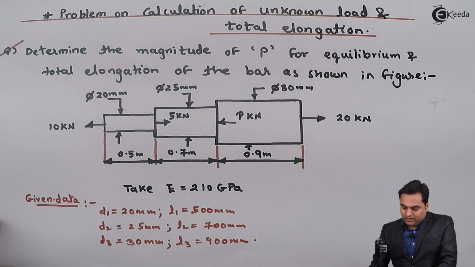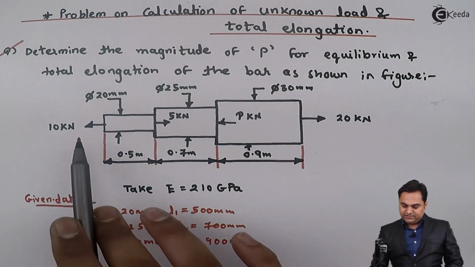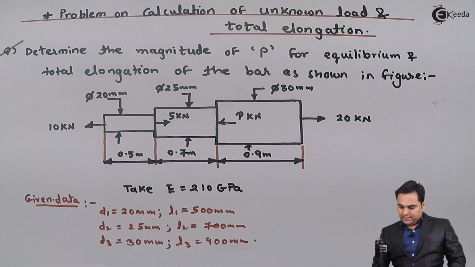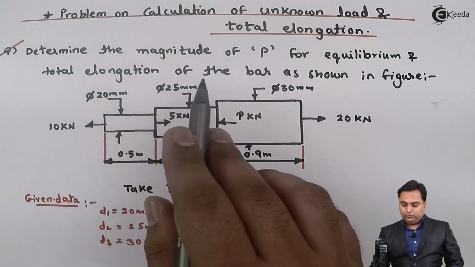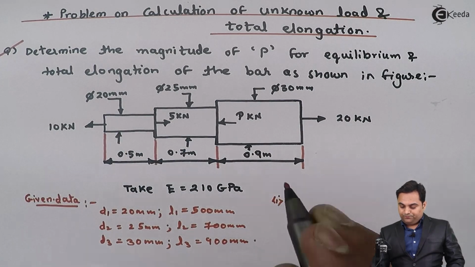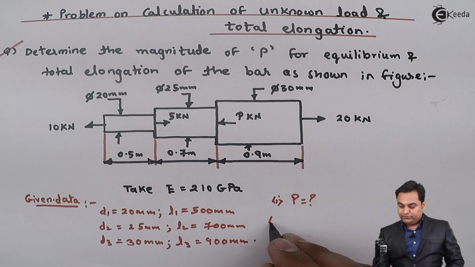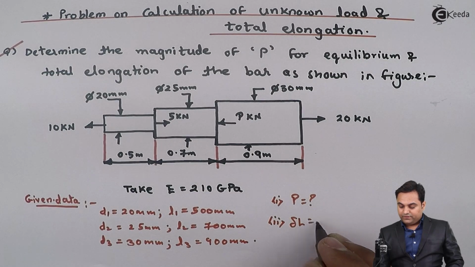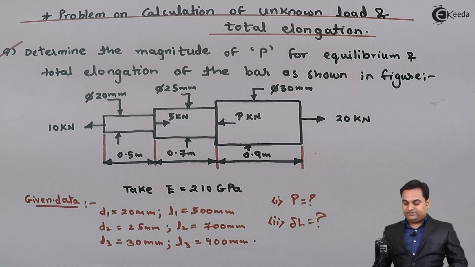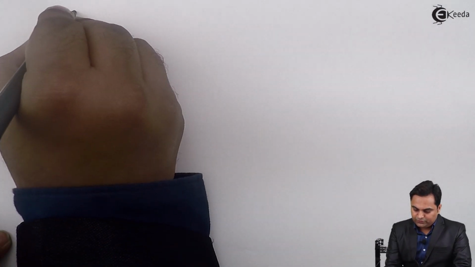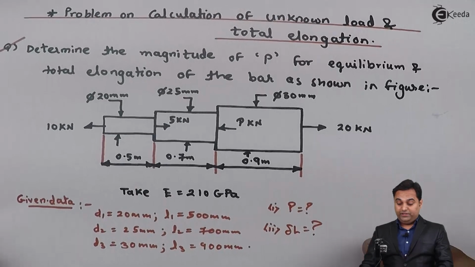Now, apart from this, as we can see, this system is subjected to different loads, and here they are telling us to calculate the magnitude of P for equilibrium and total elongation. So magnitude of P is the unknown and total elongation, that is delta L. These are the two unknown quantities which we have to calculate. So let us try to get the solution for this problem. Solution. First, I'll go on to find the value of unknown load P.